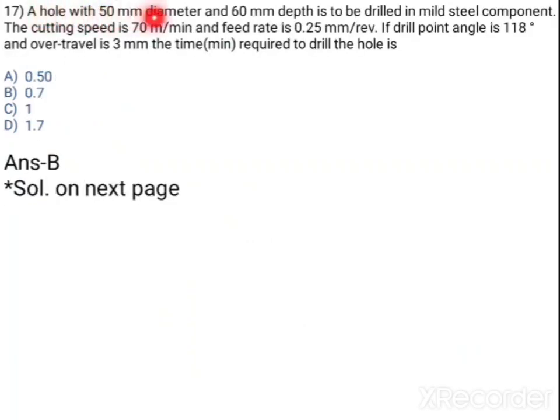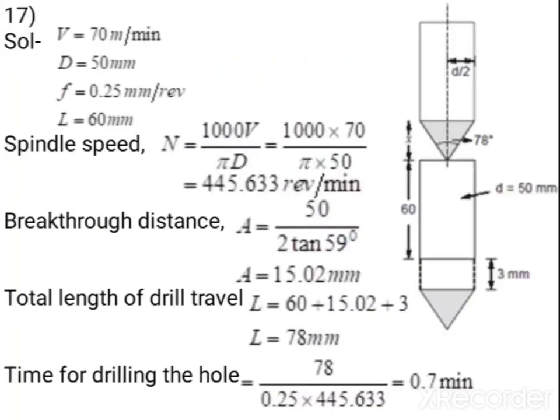A hole with 50 diameter and 60 depth is to be drilled in a mild steel component. The cutting speed is 70 per minute and feed rate is 0.25 per revolution. A drill point angle is given 118 degree and over travel is 3. The time in minute required to drill the hole is? So they ask the time required to drill in minute. So look at the solution.